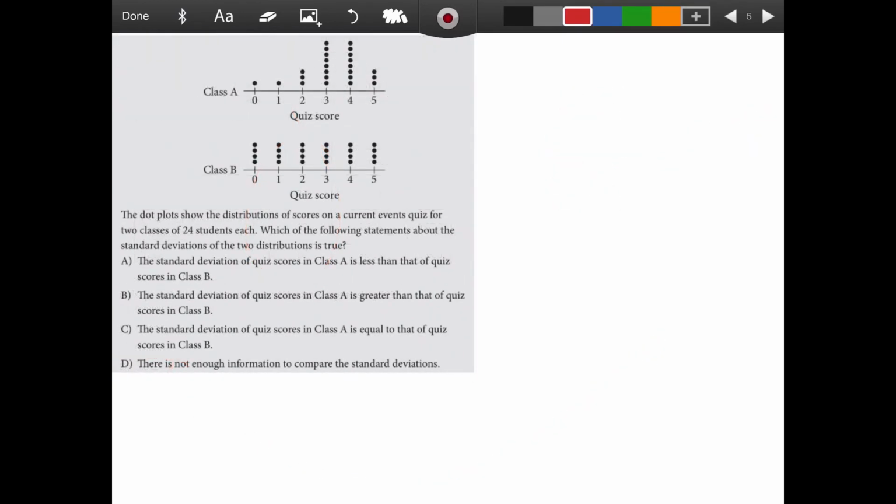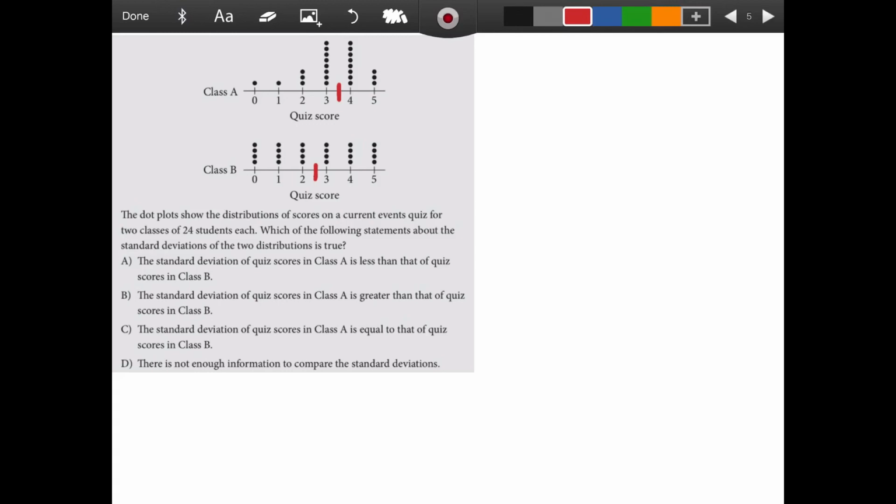Here we have a data plot or dot plot showing the distributions of scores on a current event quiz for two classes of 24 students each. We want to know which is true about the standard deviations. In Class A, the mean score is somewhere between 3 and 4, because the large majority of the scores are 3 and 4, with only a few scores at 0, 2, or 5. In Class B, the mean score is 2.5, because these are all evenly distributed across possible scores, with many scores that are not so close to the mean.